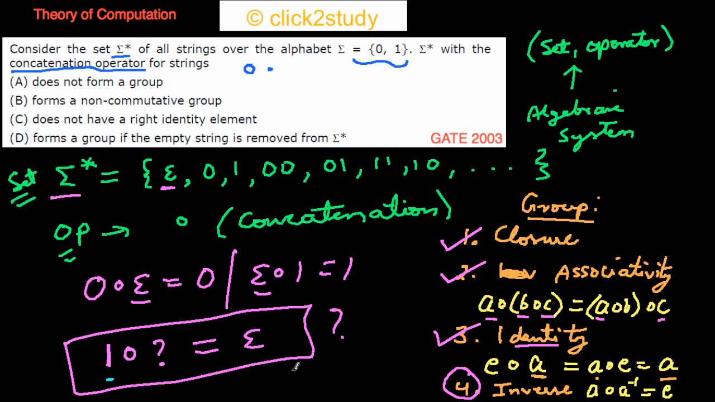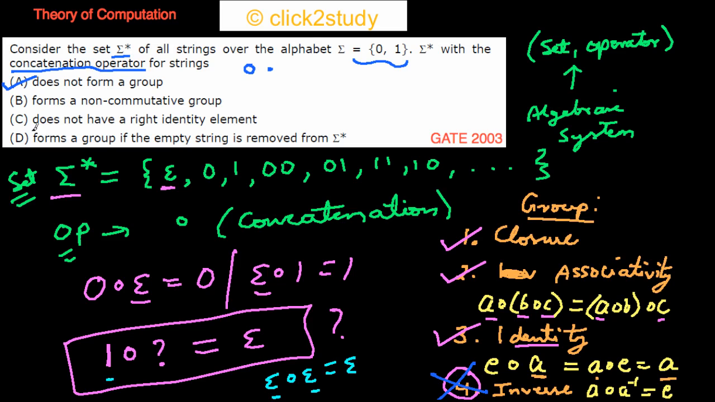Okay, the only case you get this is when you concatenate empty string with empty string, you get an empty string, but this should be true for every element. For every element you should be able to find an inverse. In this case, the only inverse we find is for epsilon, which is itself. That means we cannot find inverse for every element, so this inverse property is not satisfied, and that means that this is not a group. We have to satisfy all the 4 properties to make it a group, and that's why this option A is correct. It does not form a group.